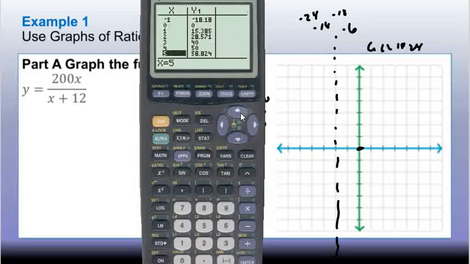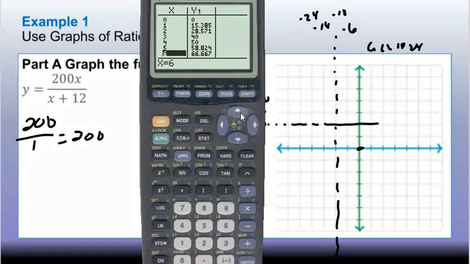So 6 will give us 66.67. If we're counting by 100s, actually before that, we have to do the horizontal asymptote. So the degrees are 1 and 1. That means I take the leading coefficient, 200 divided by 1. So I need a horizontal asymptote at 200. Since I'm counting by 100s, I would have a horizontal asymptote right here. So my vertical and then my horizontal.